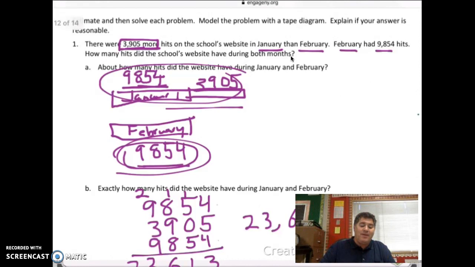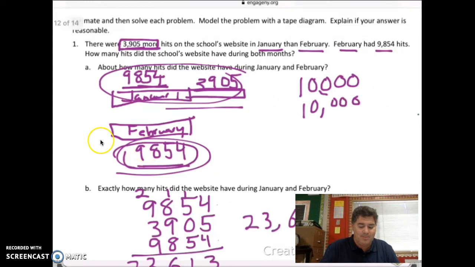However, we're going to go back up here. We're going to go back and estimate up in the top part. So if we wanted to estimate, 9,854 is close to 10,000. Oops, I wrote 100,000. Let me back up one. There we go. There's 10,000. Now, down at the bottom, 9,854 is another 10,000. And then we've got 3,905, which actually is pretty close to 4,000.